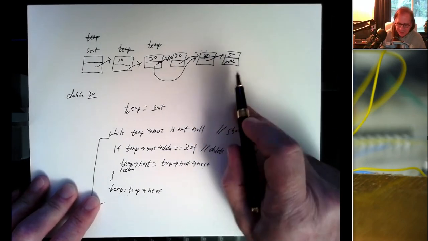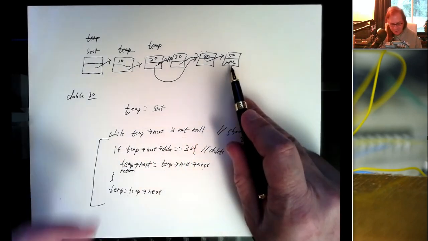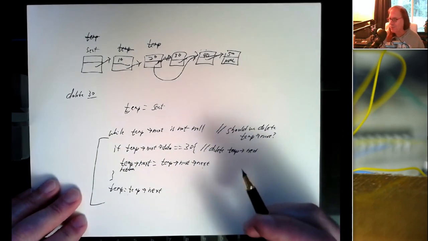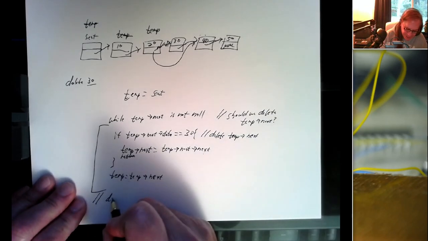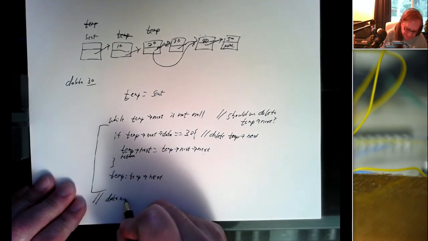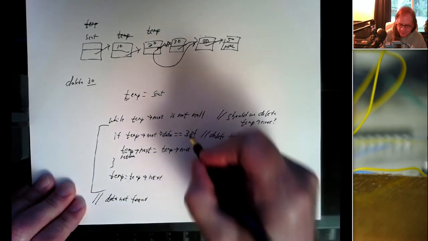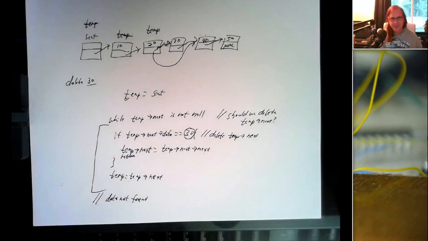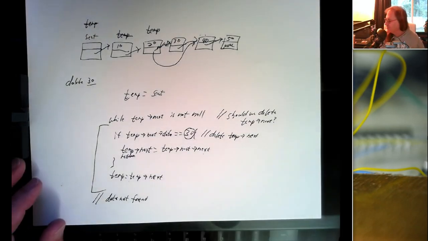And when temp got to here, we would say if temp next is not null, well, temp next is null. We kick out of our loop. At that point, we know the thing we're trying to delete was not found. And so here, data not found. So, instead of putting a hardwired 30 in our code, of course, we'd use a variable. But that's the algorithm for deleting from the list.